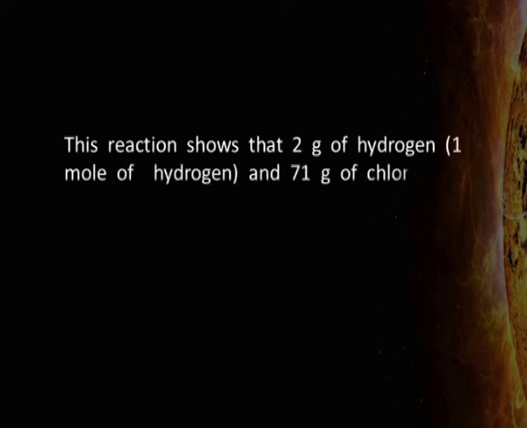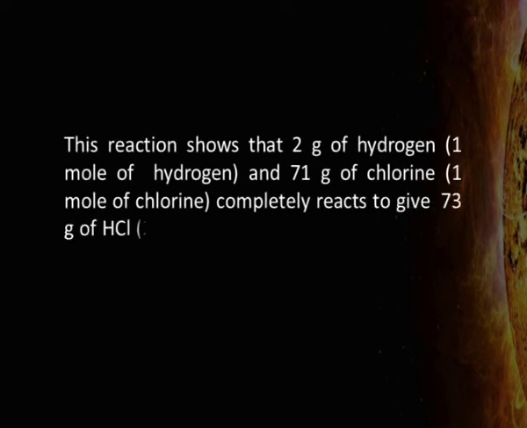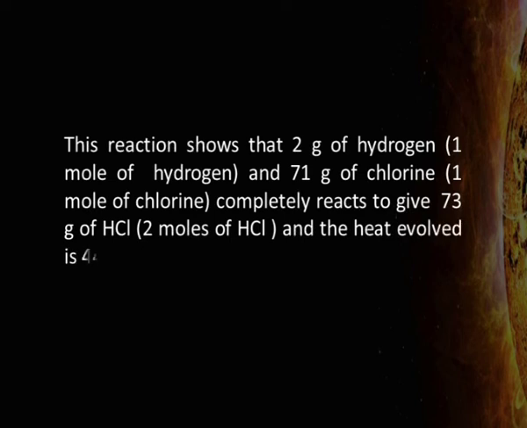This reaction shows that 2 grams of hydrogen, that is 1 mole of hydrogen, and 71 grams of chlorine, that is 1 mole of chlorine, completely react to give 73 grams of HCl, that is 2 moles of HCl, and the heat evolved is 44 kilocalories. Hence, this reaction is exothermic and the reacting system loses 44 kilocalories of heat. It can also be said that the enthalpy of the system decreases by 44 kilocalories.